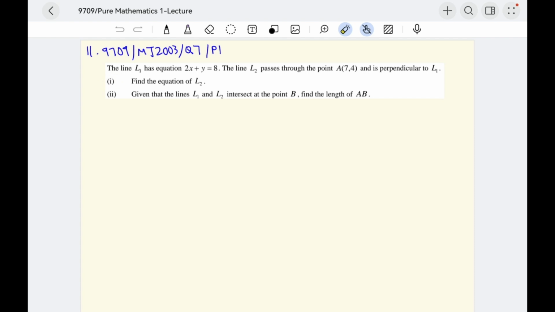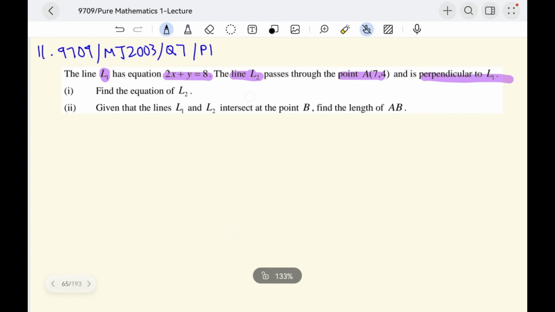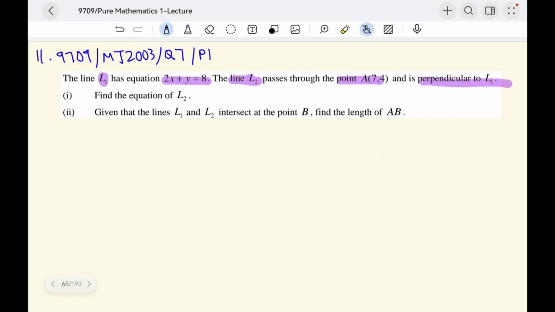Okay, so highlight the keywords before answering the following questions. So how do we find the equation of the line L2? First of all, you need to obtain the gradient of L2 before you plug in the point, by using the gradient relationships.